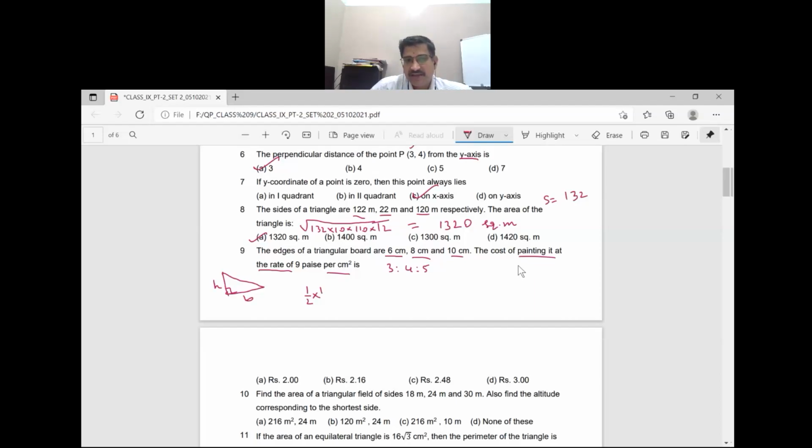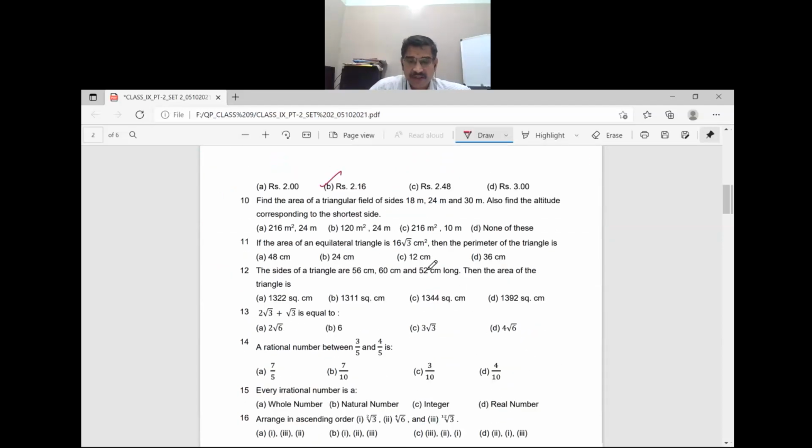So this is base into height. Base here you can say 8 centimeter, height here you can say 6 centimeter, and the longest is always the hypotenuse, it is 10 centimeter. So half into 6 into 8, this product gives you 24 centimeter square. And now if you multiply by 9, you will get the cost of painting as rupees 2, 16 paise. So this is how we can easily do it instead of using Heron's formula.